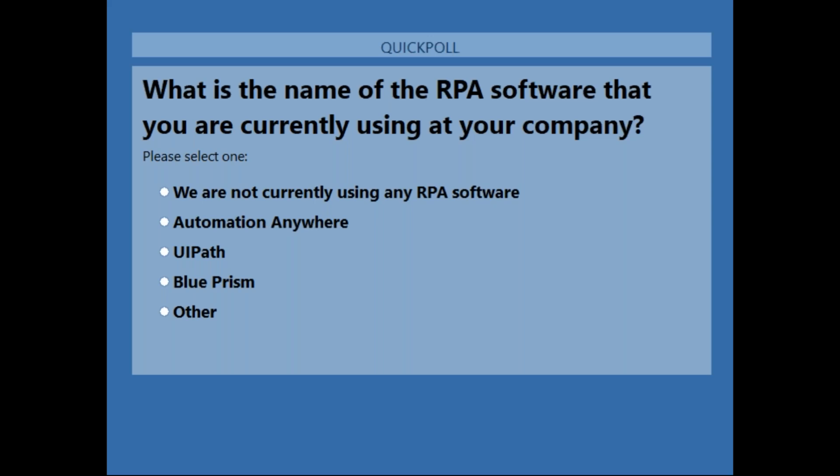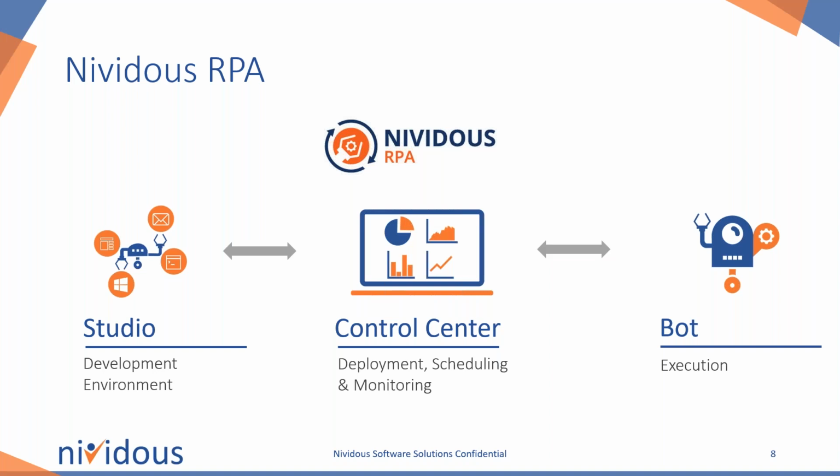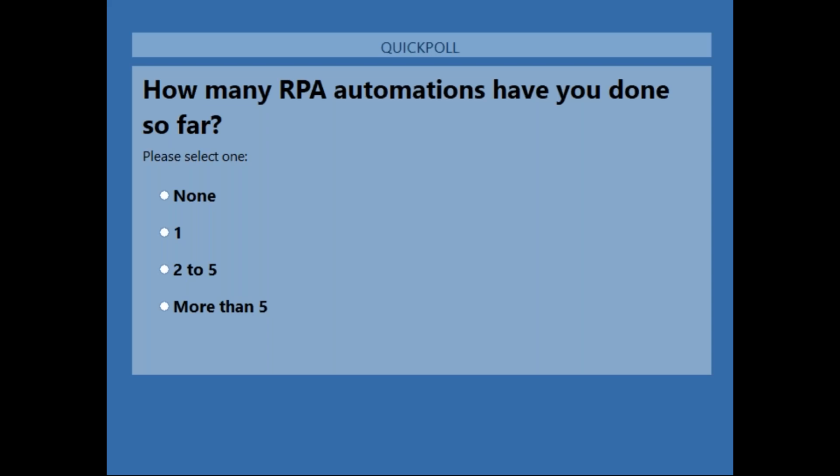And then one last thing I want to ask you before we move on from this. This just gives us a sense of, as we talk through this, where you are and how applicable this is to what you're trying to do as a company. The last piece is, how many RPA automations have you done so far in your company?